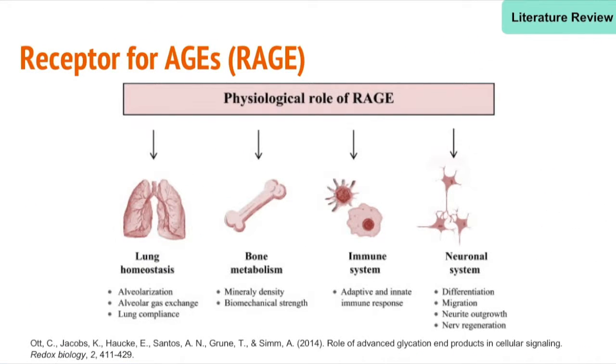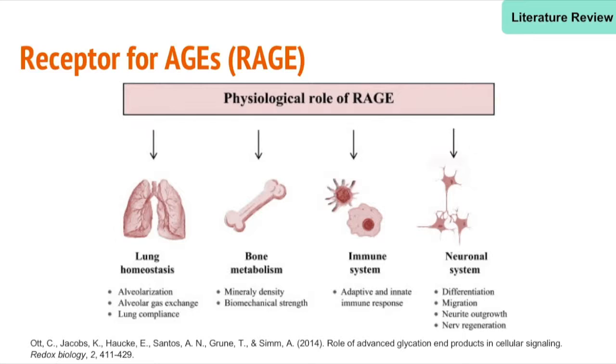RAGEs play an important role for the normal physiology of our body. Once the ligand binds to the receptor, a signal transduction pathway is initiated that will eventually result in the transcription or silencing of genes depending on the environment. This leads to the expression or downregulation of proteins to respond to the environmental conditions.